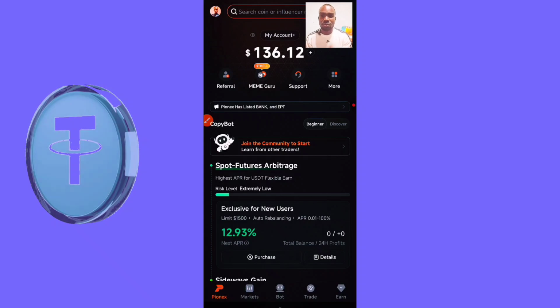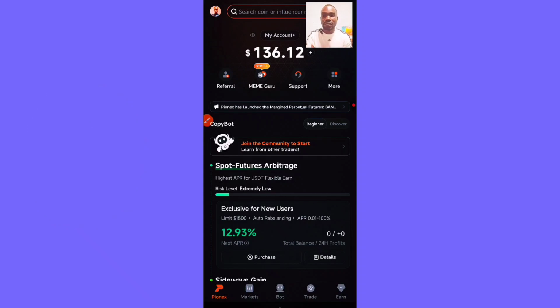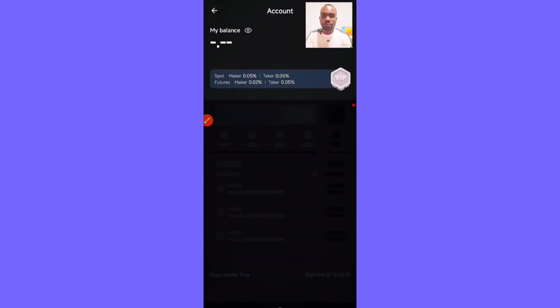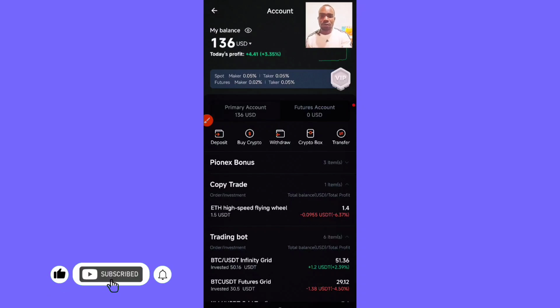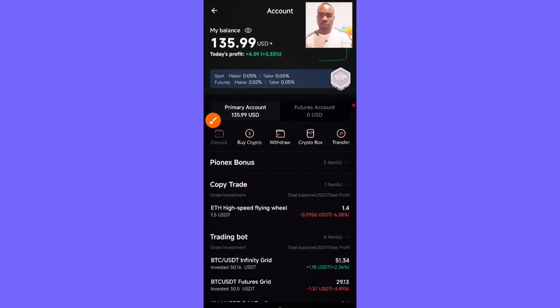So when you want to deposit your funds here on Pionex, just on the homepage, click on my account. Then under your account, you have the primary account and then the futures account. So where do you really deposit your funds here on Pionex? It's obviously the primary account. Once you are on the primary account, you can see here the deposit button. So just click here to deposit.